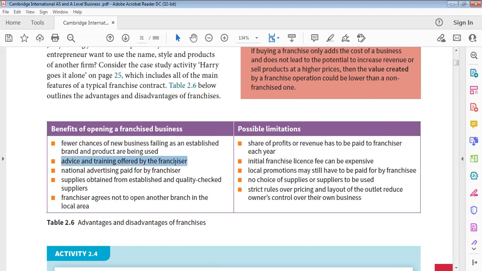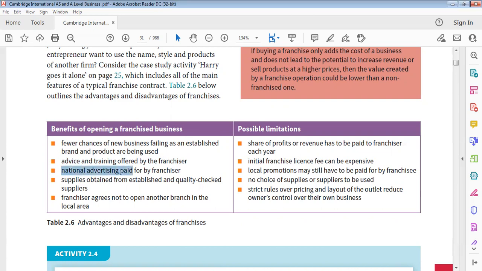Advice and training offered by franchisor. Now this is the thing. When you open a franchise, the original company will always give you some advice and training. So you don't have to train your staff. They will get the training from USA, from America. And whenever you face any problem, you can ask for their advice. So they'll guide you. That is a good thing.